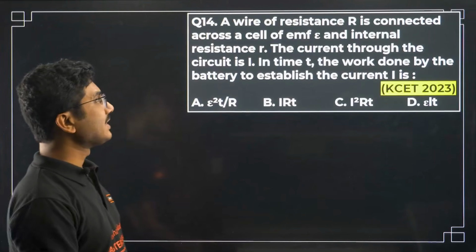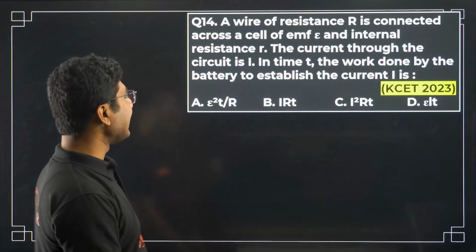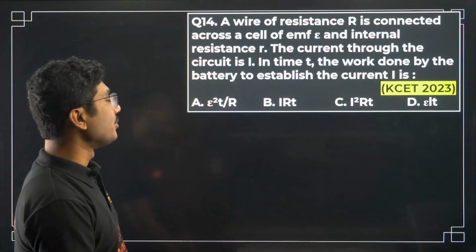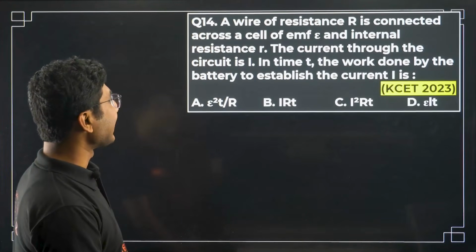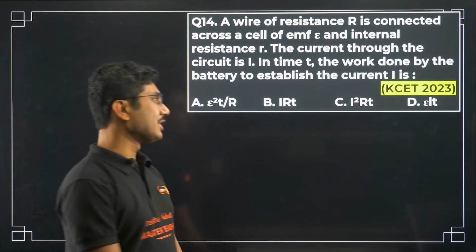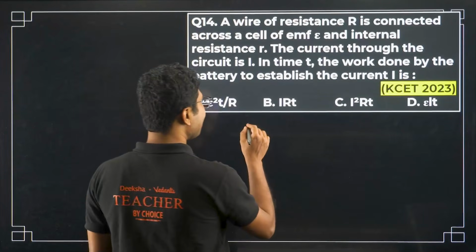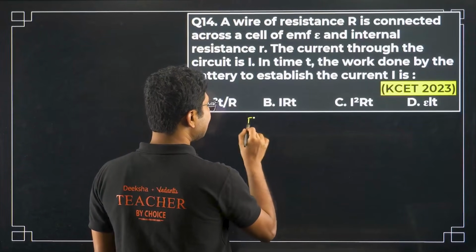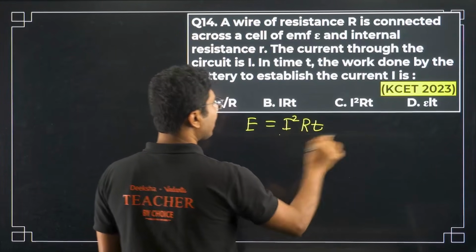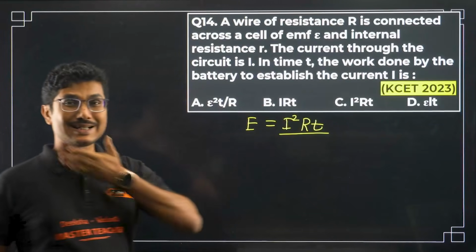A wire of resistance capital R is connected across a cell of EMF epsilon and internal resistance R. So as you can see, a lot of questions are coming from cell geometry only. The current through the circuit is I. In time t, the work done by the battery to establish the current I is. This is an easy question. To establish the current I means what is the energy that is dissipated? Energy dissipated is I square R T. It does not depend on the battery that you connect. It only depends on the current, the resistance and the time.